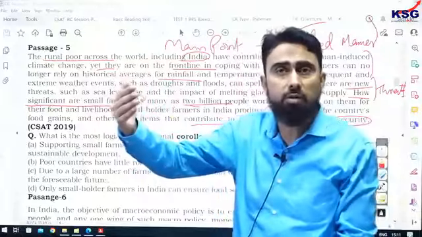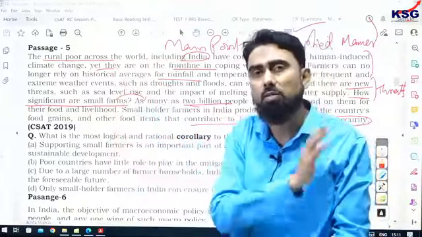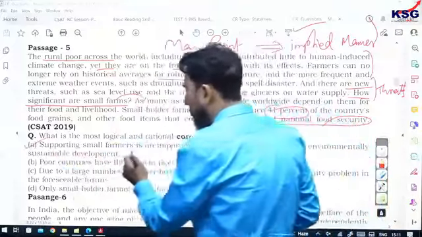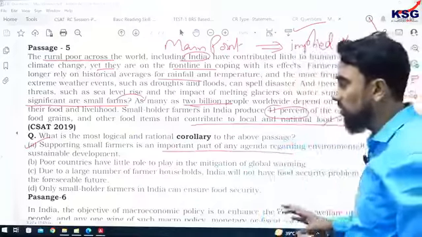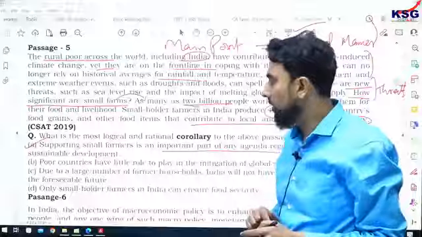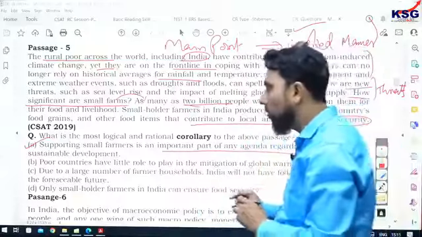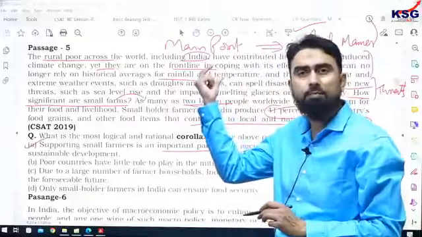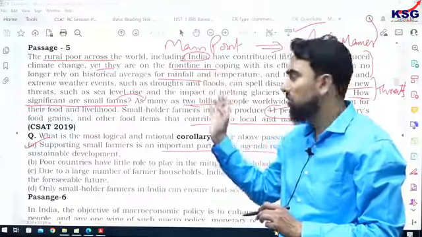So any logical deduction based on that, any next logical step based on that, will be the correct answer for the corollary. If you go for option A, it says supporting small farmers is an important part of any agenda regarding environmentally sustainable development. Yes. If you go for option B, it says poor countries have little role to play in the mitigation of global warming. Now it is only related to the global warming impact. Their contribution to the food grain is mentioned in India.